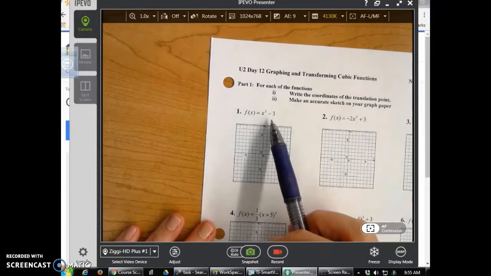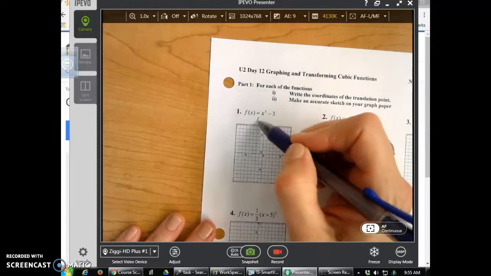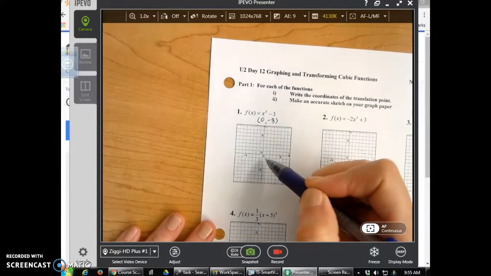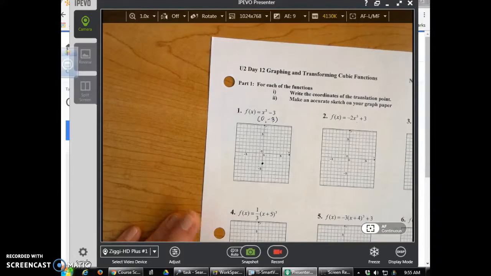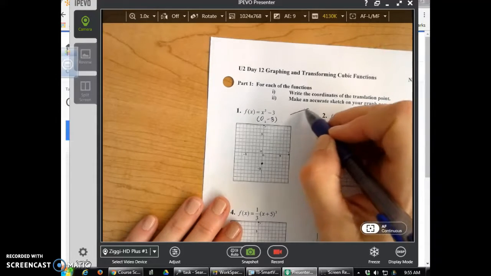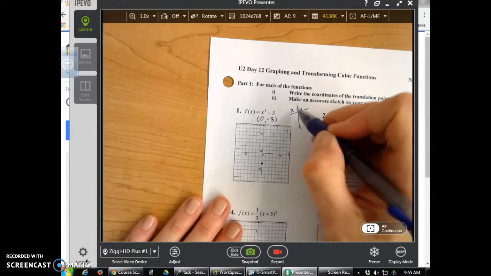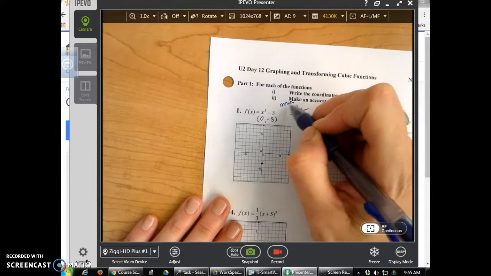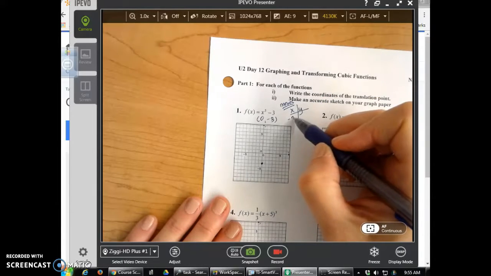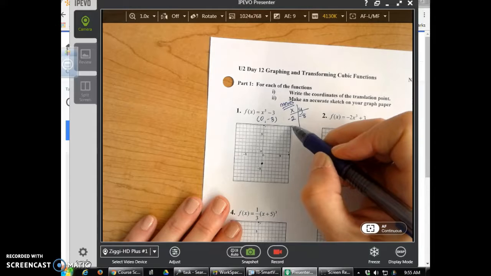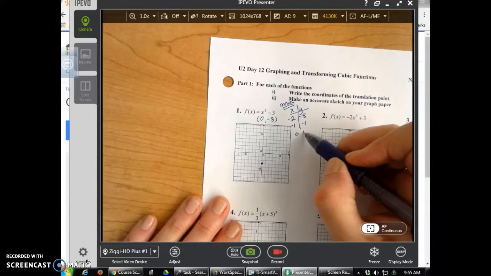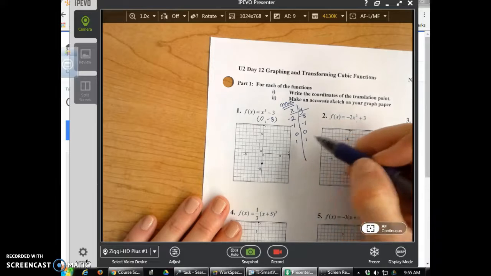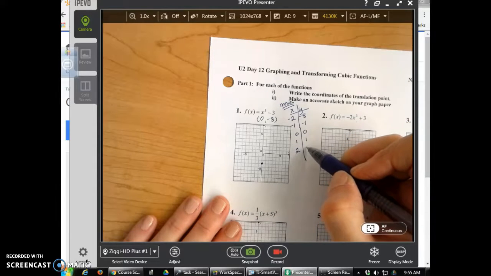So this is going to shift down by 3. So my translation point is 0, -3. So just go down by 3. And remember, you're going to apply what are called moves to this. And this is not actually a data table. This is more what we call your moves. So when you go 2 to the left, you're going to go down 8. 1 to the left, down 1. 0, of course, is 0. 1 to the right, you go up 1. 2 to the right, you go up by 8.